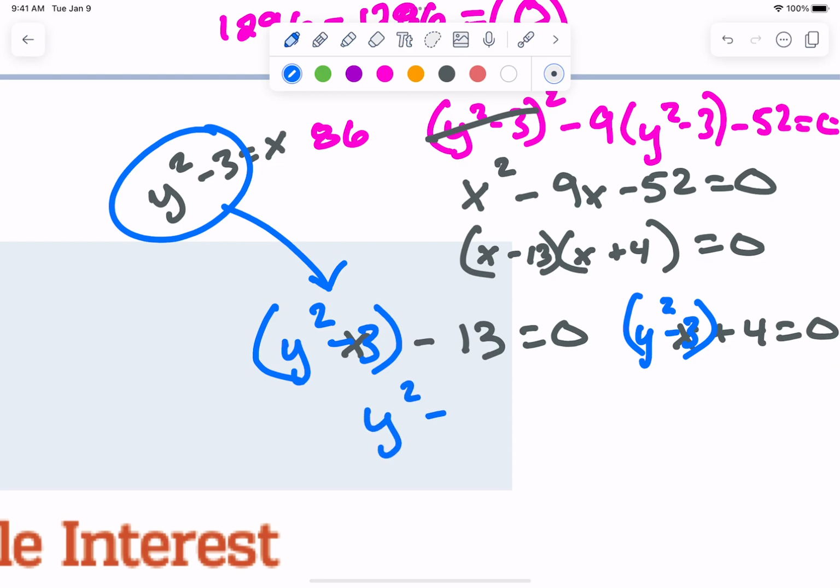So this is y squared minus 16 equals 0. And this is y squared plus 1 equals 0. These are going to be nice.